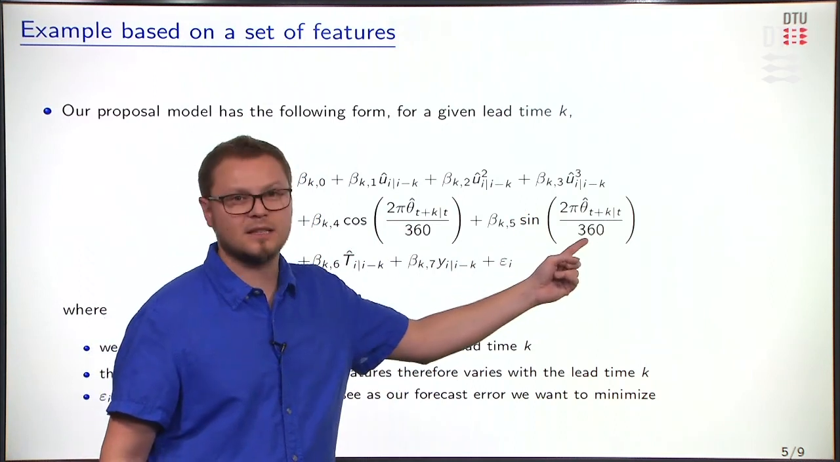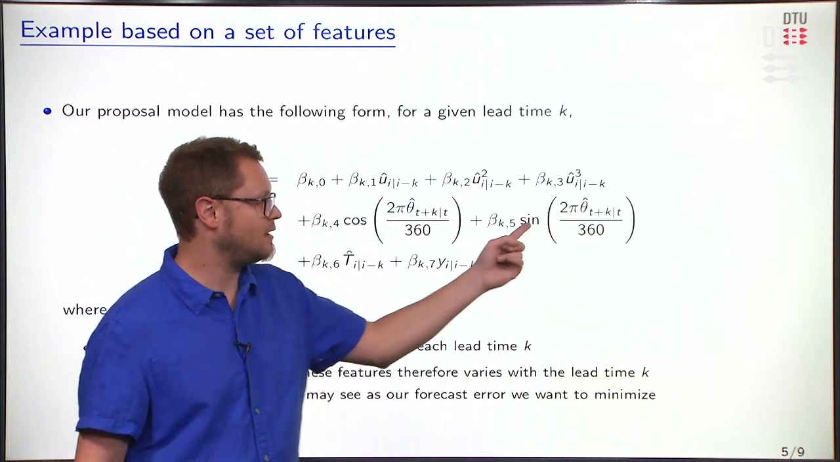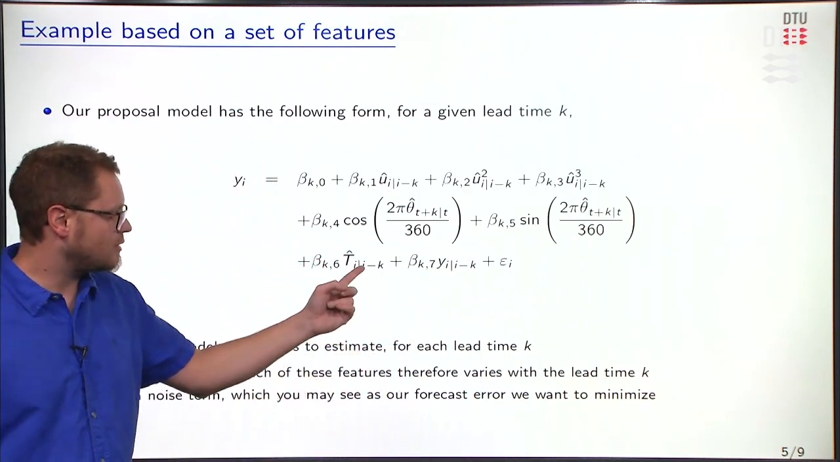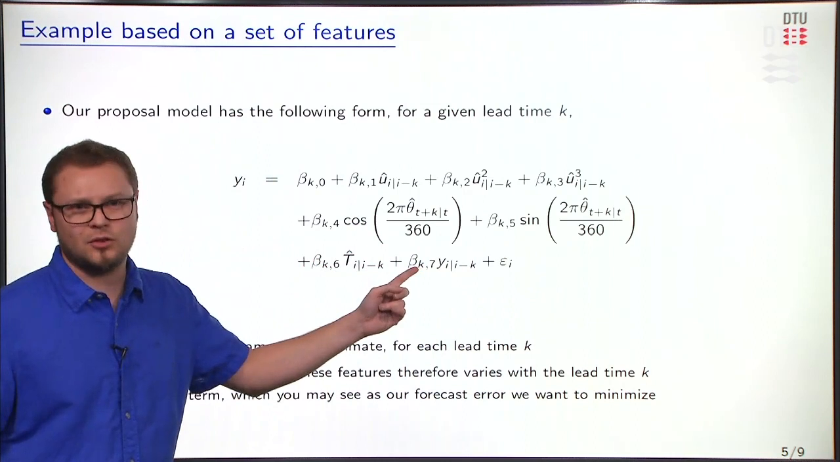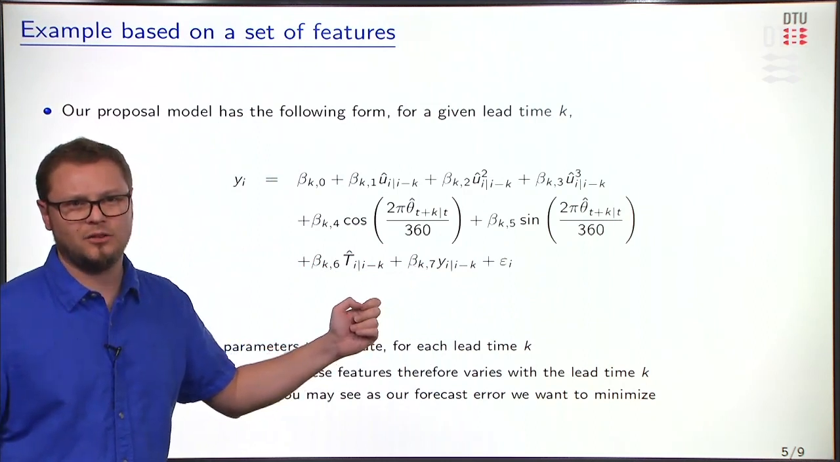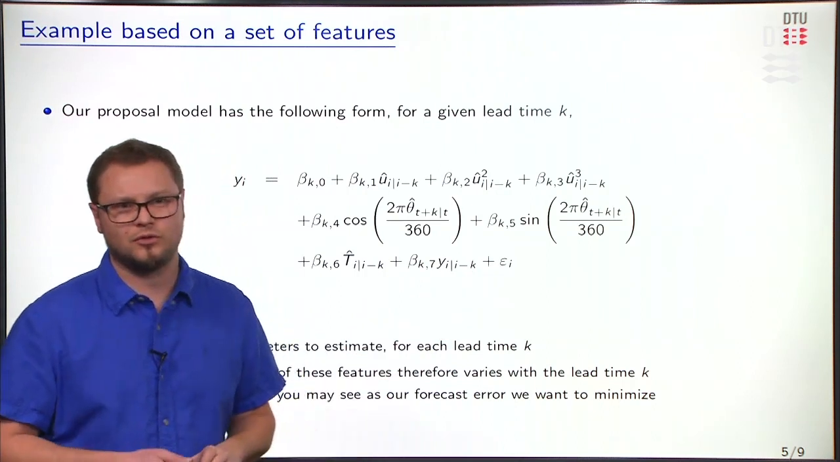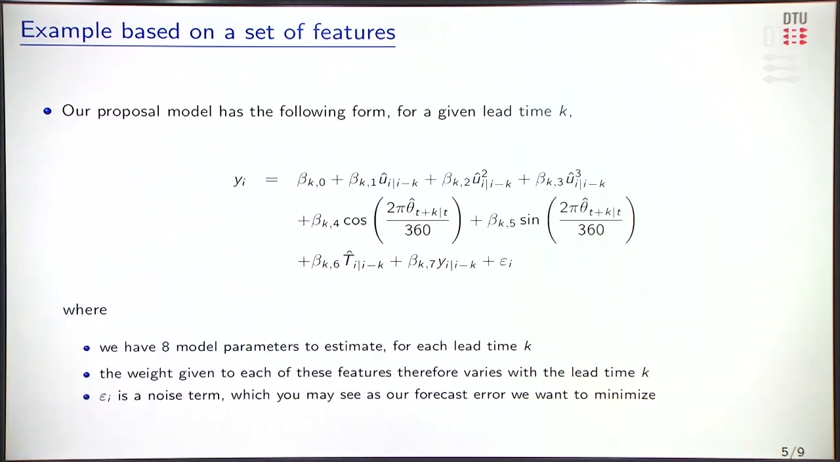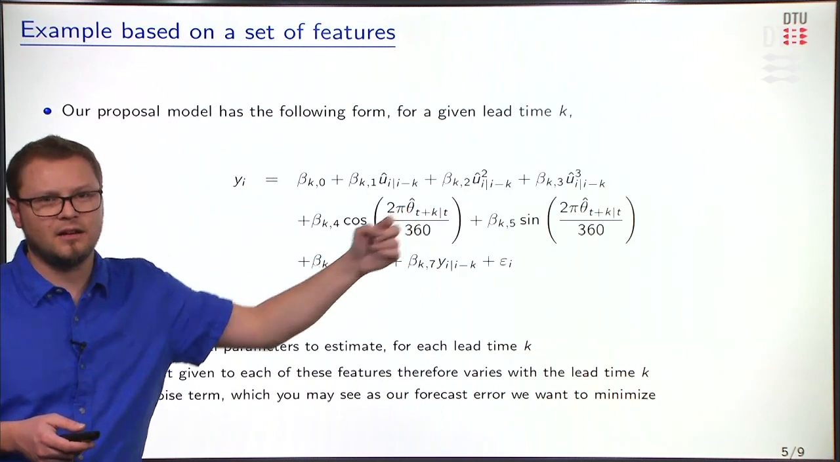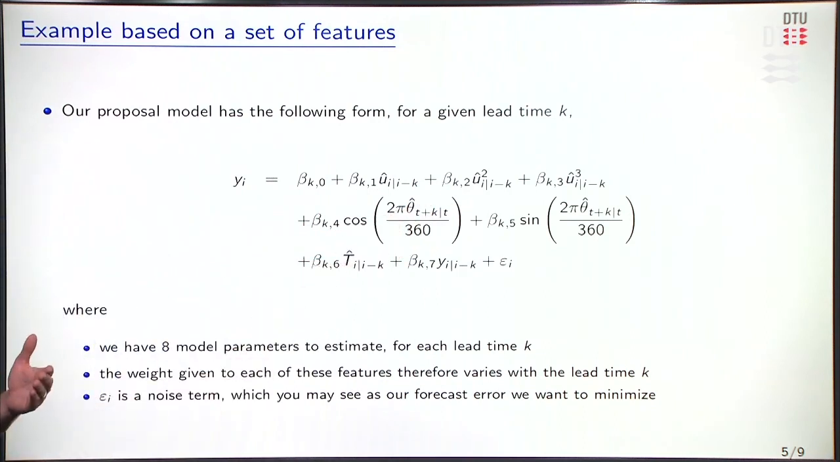So that's the same function of wind direction, but we have the cosine here and the sine there, plus another coefficient times the temperature forecast, plus another coefficient times the last measurement value that we had, and plus a residual term. So based on this idea, we have 8 model parameters to estimate for each lead time k if we design different models for different lead times. These weights are the linear coefficients we have here, and we would like them to vary as a function of lead time, but also to be forced to 0 if they are not really necessary to explain what's going on and to be used as input to forecasting.